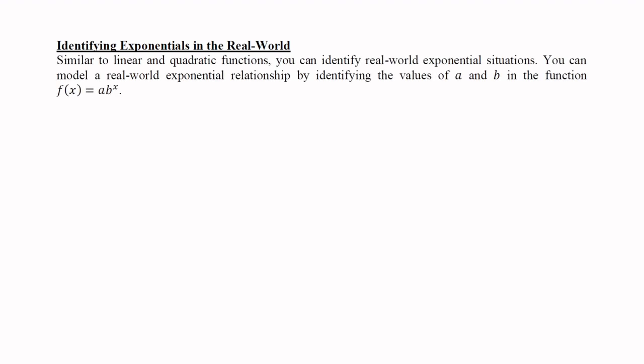Similar to linear and quadratic functions, you can identify real-world exponential situations. You can model a real-world exponential relationship by identifying the values of a and b in the function f of x equals ab to the x. So in this form, a is going to be your starting value or your initial value. Your b is going to be your constant ratio.